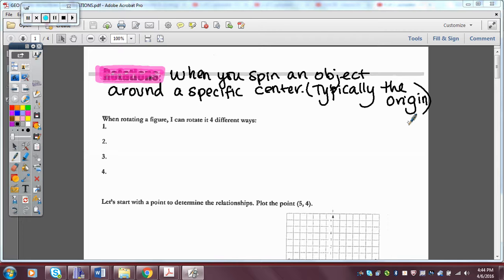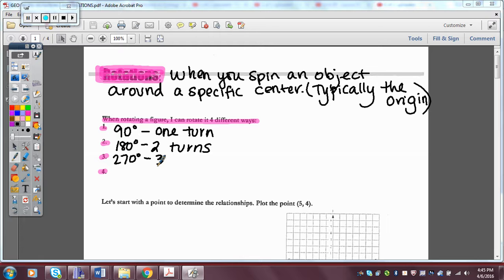Okay? When we are rotating a figure, I can rotate it in 4 different ways. I can rotate a figure 90 degrees, which is 1 turn. I can rotate an object 180 degrees, which is 2 turns. I can rotate an object 270 degrees, which is 3 turns. And I can also rotate an object 360 degrees, which is back to where I started.